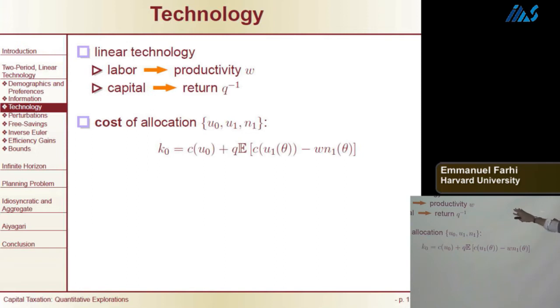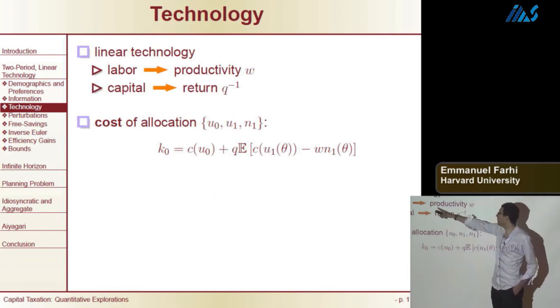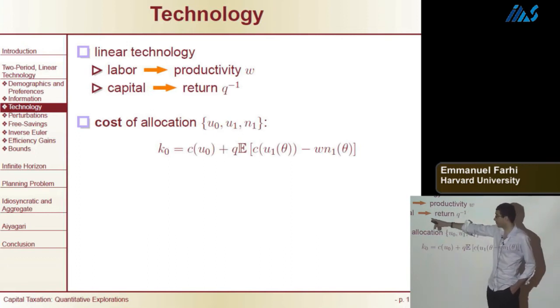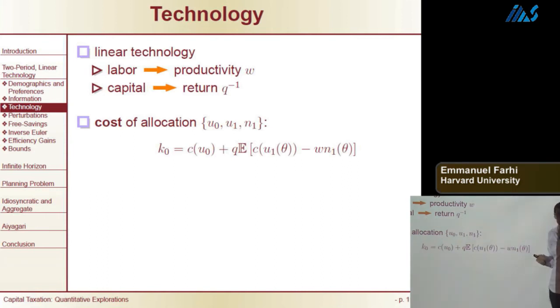On the technology side, I'm going to make things very, very simple. In period one, you produce from labor with productivity W, and it's just a linear technology. And between date 0 and date 1, there's a savings technology. You can invest capital with a linear rate of return q minus one. So if I invest 1 unit in period zero, I get q minus 1 units of consumption in period one. If I have an allocation, I can determine if it's incentive compatible or not, and I can also compute the cost of this allocation. The cost is just the net present value of consumption minus what's being produced. So it's the net present value resource cost to a planner of delivering this allocation.